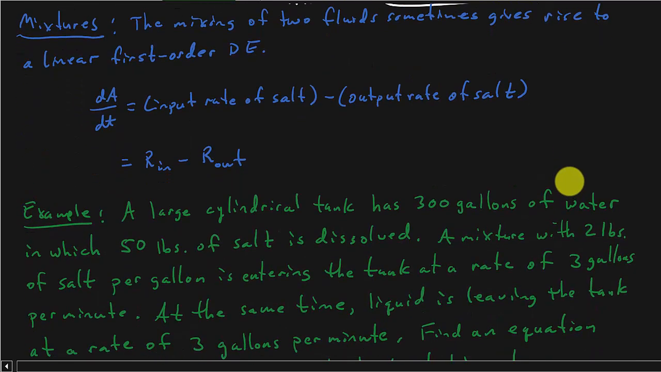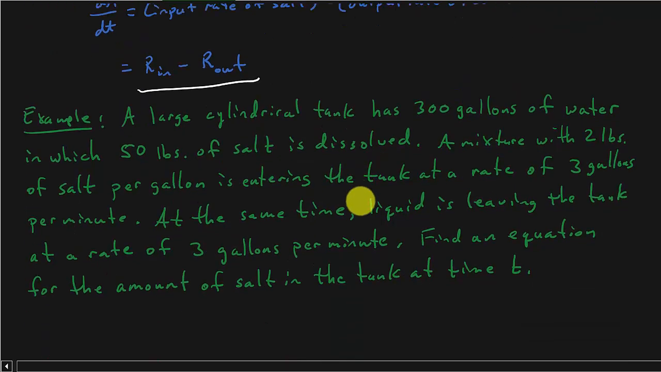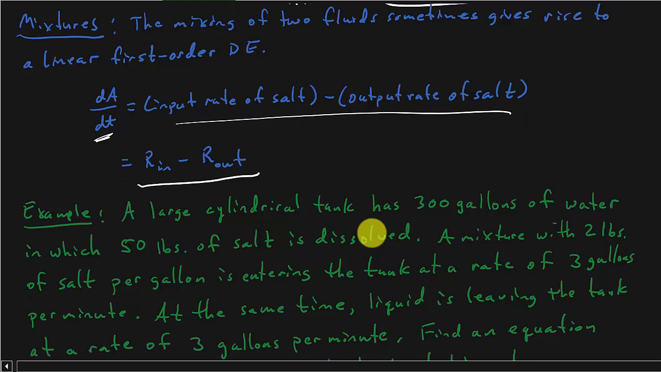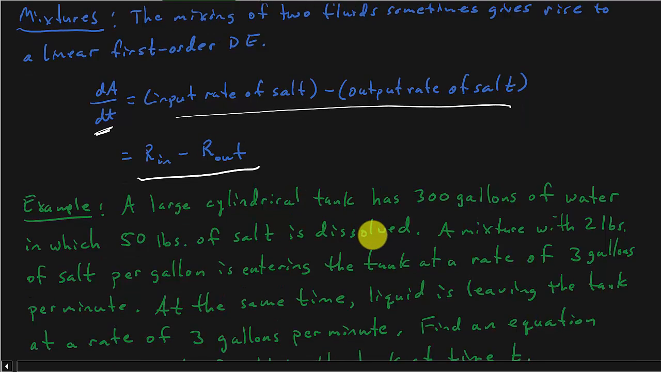All right, so let's look at this. The mixing of two fluids sometimes gives rise to a linear first order differential equation. dA/dt is the input rate of salt minus the output rate of salt. So that's R in minus R out. And dA/dt is equal to the input rate minus the output rate.